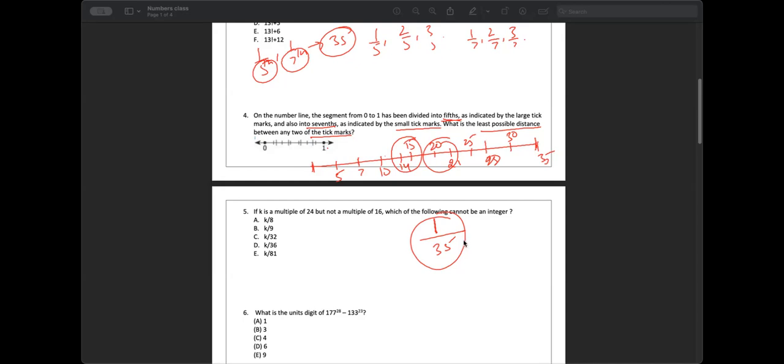Yes, sir. Yep. So the idea is not to start with 1 by 5, 2 by 5, 3 by 5. It'll take a lot of time and will involve a lot of calculations. Take LCM of 7 and 5 and consider it as the bigger unit.